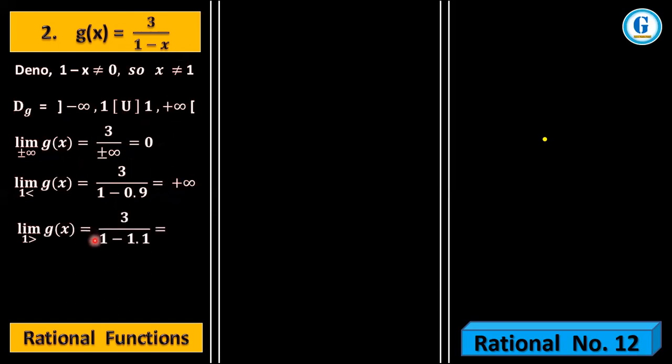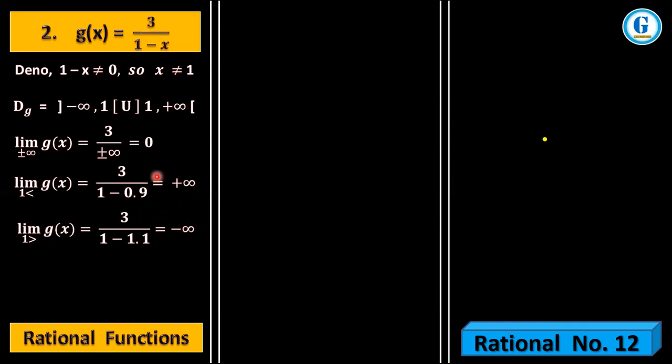As x tends to 1 from above, we take a number slightly greater than 1, 1.1 for example. So we have 3 over 1 minus 1.1. The numerator here is positive and the denominator is negative. So we are interested in the sign, it is negative. We know that x equals 1 is the vertical asymptote, so that limit is infinity, and now we have the sign to be negative. We can now state the equation of the asymptotes.